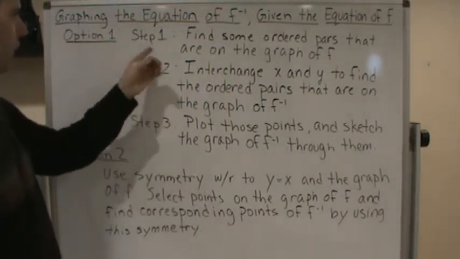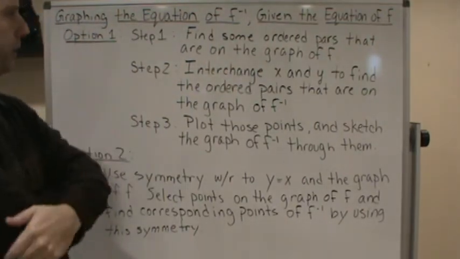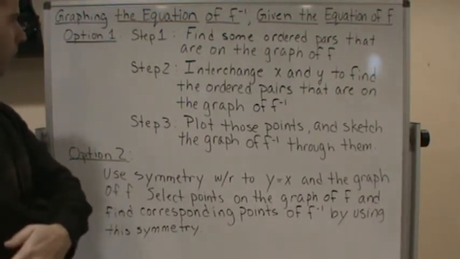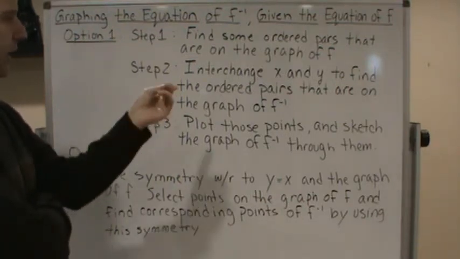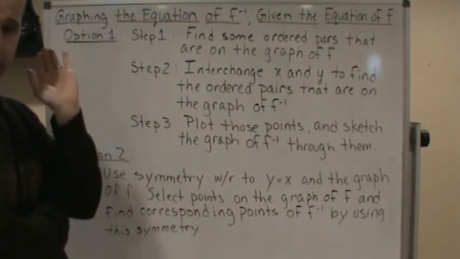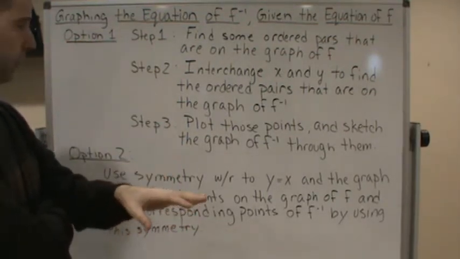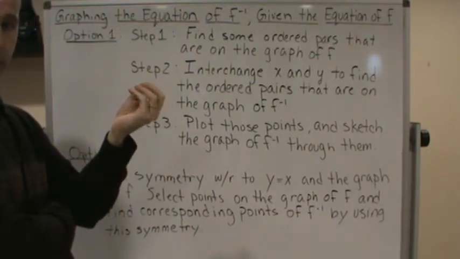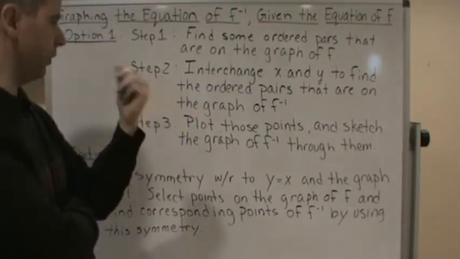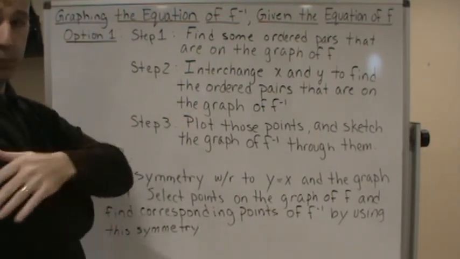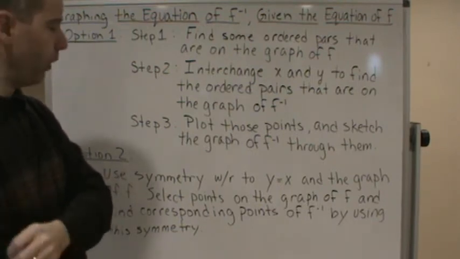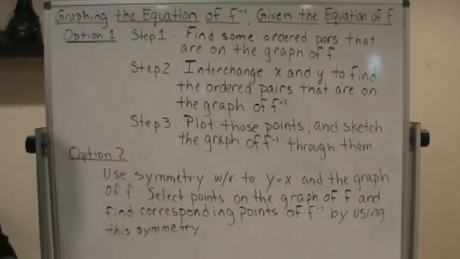Okay, so option one is we could start with finding some ordered pairs, some points on the graph of f. And then step two is interchange the x and y coordinates. By doing that, as I've discussed in previous videos, that gives you a point on the inverse of the function. So when you interchange the x and y coordinates, that gives you a point that is on the inverse of function f, so f inverse. And then three, plot those points, and then you sketch the graph of the inverse function through those corresponding points. And so that is one option of graphing the inverse of a function.